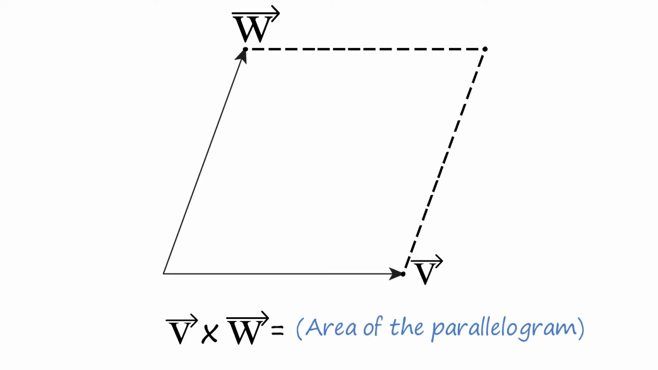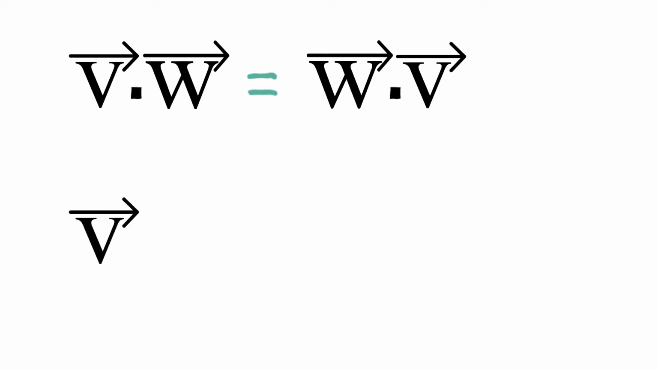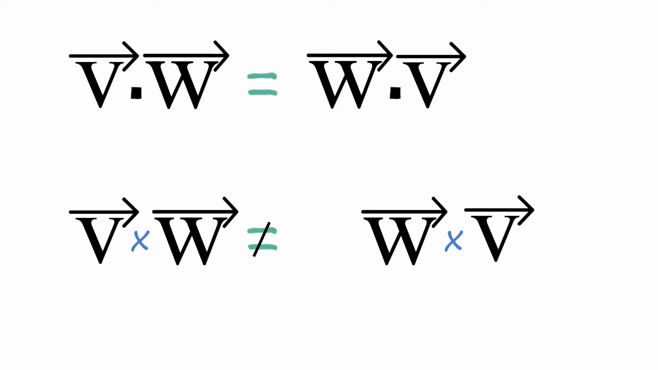Well, almost, because remember, vector product should also have a direction. So we also have to consider the orientation of the parallelogram. In the case of dot product, orientation didn't matter because v.w and w.v were the same thing. But in cross product it's different because v cross w is not equal to w cross v, instead it's equal to negative of w cross v. So yes, order matters in cross product.